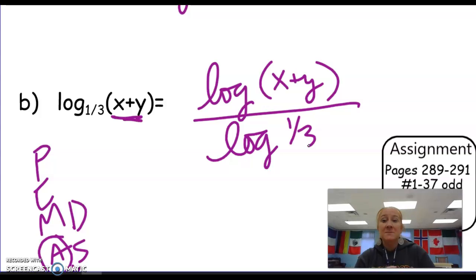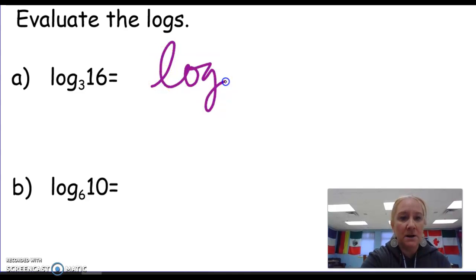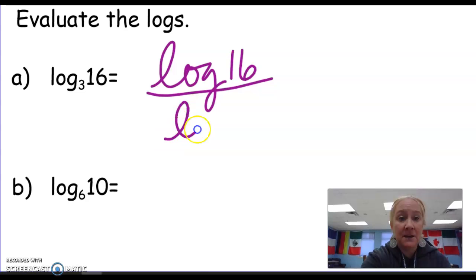Now, I noticed that I think my slides got out of order, so if I pop to the bottom and you're like, where'd she go? Okay, let's go back to where we should have gone. So this one, evaluate the logs. I could actually evaluate it now. So I could go log of 16 over log of 3.